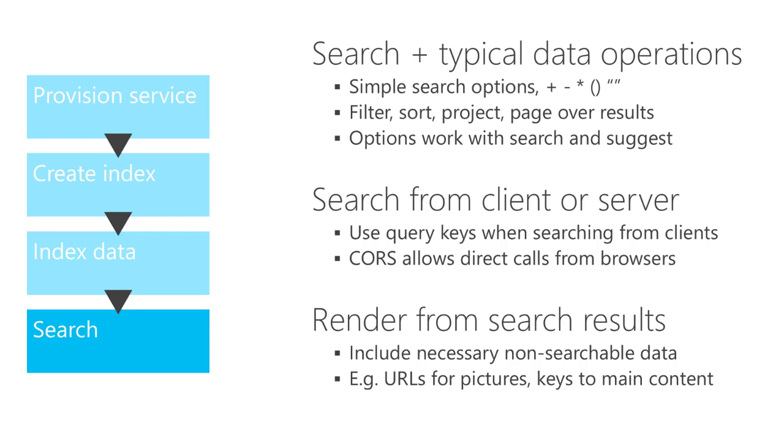And finally, the search results can be rendered if we include data, if we mark it as retrievable, as we mentioned before, to show this information to our users. For instance, we can add URLs for pictures, or we can also include the keys in order to have identifiers of our information.